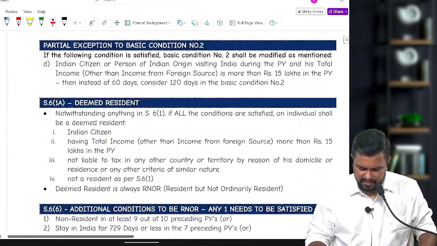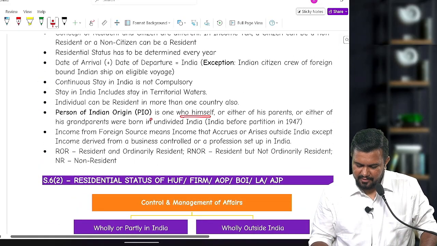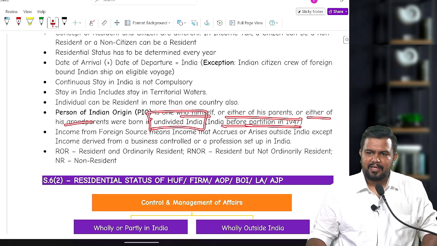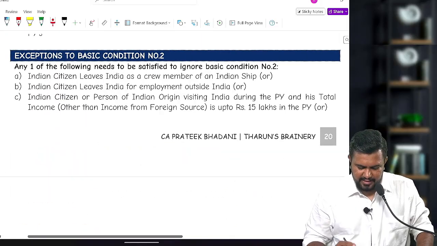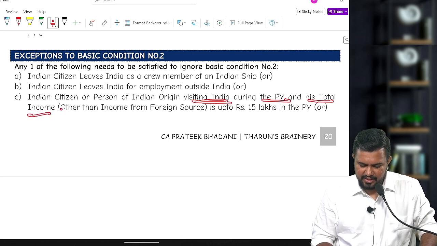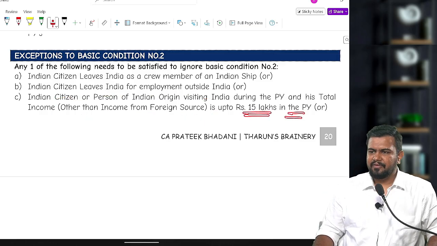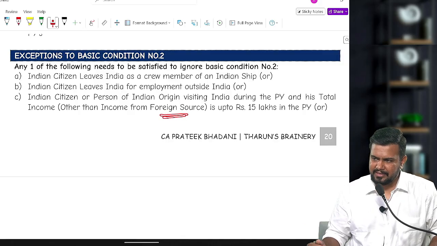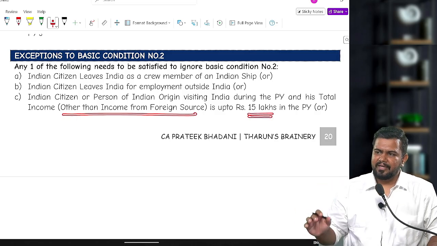So, person of Indian origin means a person who himself, or either of his parents, or either of his grandparents were born in undivided India, that is, India before partition in 1947. So a PIO, Indian citizen or person of Indian origin visiting India during the previous year, whose total income other than income from foreign source is up to 15 lakh rupees in the previous year. What is other than income from foreign source? We are going to study that in some time. But if it is up to 15 lakhs, then they are covered in the exception.